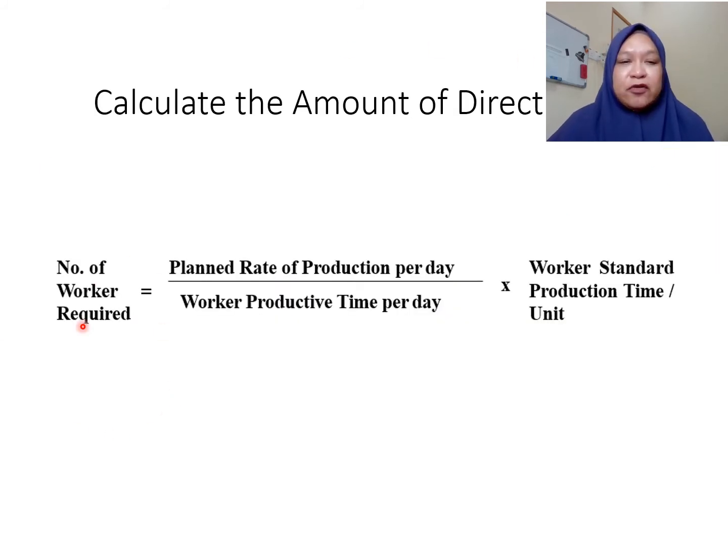The number of workers required equals the planned rate of production per day, divided by worker productive time per day, times the worker standard production time per unit. Then we will get the number of employees or workers that we need to employ.